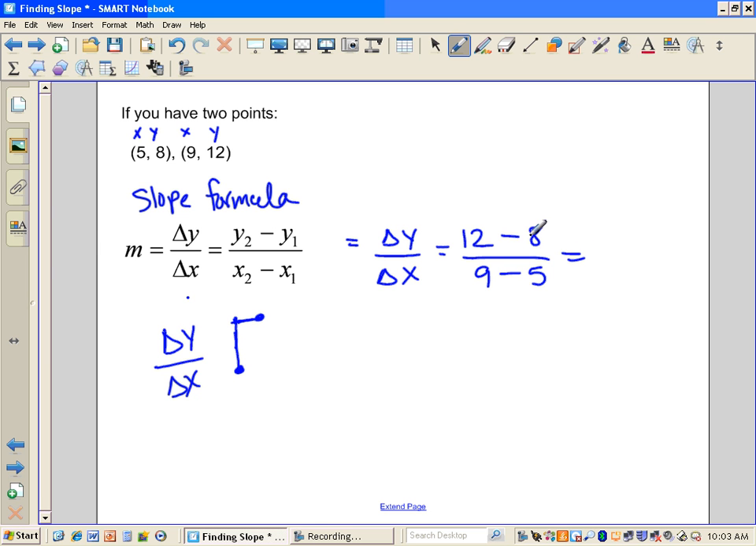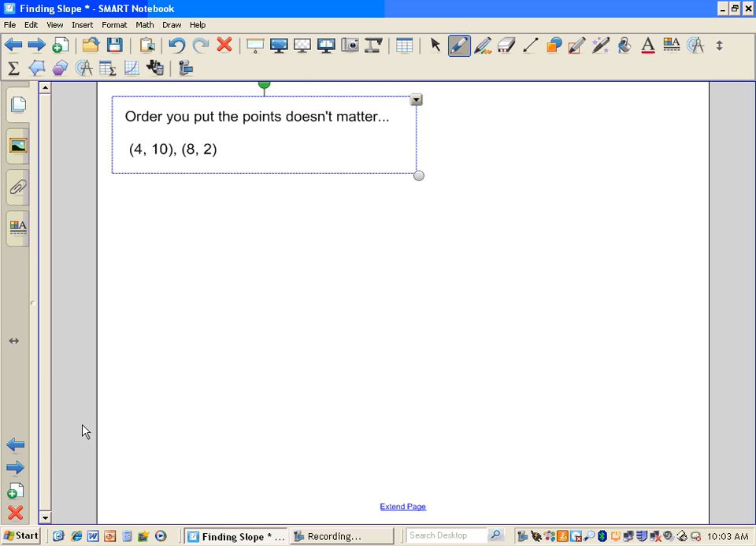Well, 12 subtract 8 is 4. 9 subtract 5 is 4. And I can reduce this fraction to 1. So my slope is 1. The order that you put the points doesn't matter.